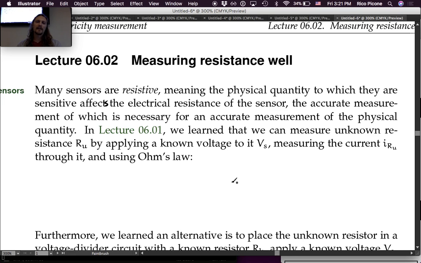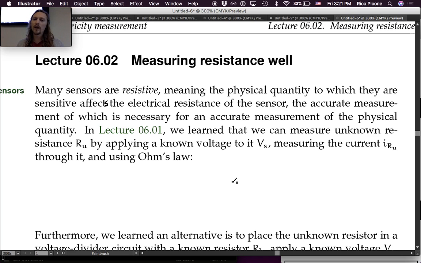Anyhow, so resistive sensors are important, like the thermistor, but there are many types. There are light-sensitive resistors. There are all kinds of resistive sensors. So measuring resistance is really important, not just for what is the resistance of this resistor, but as a measurement technique for a sensor.